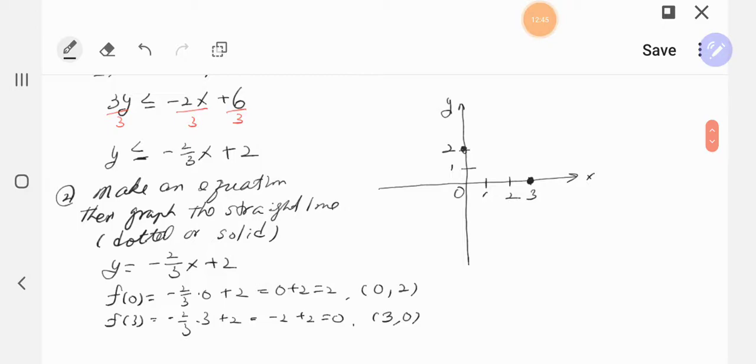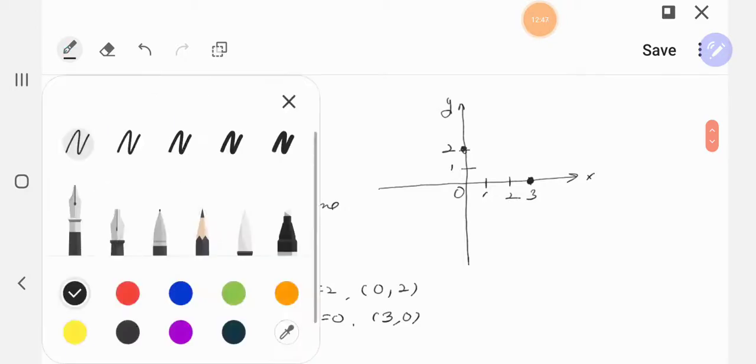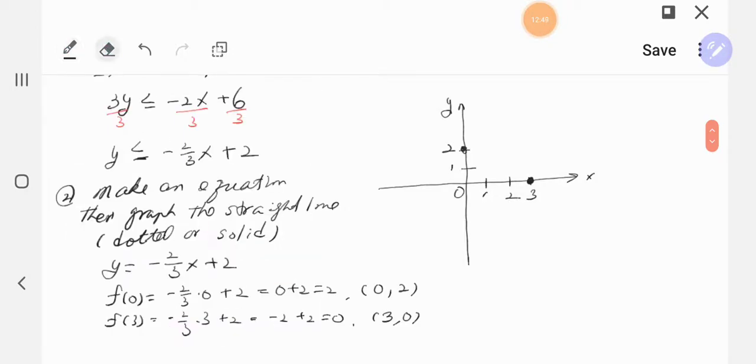It's really important to make an equation first. Write an equation, and then graph the straight line. This time the straight line is solid, because there's an equal sign.